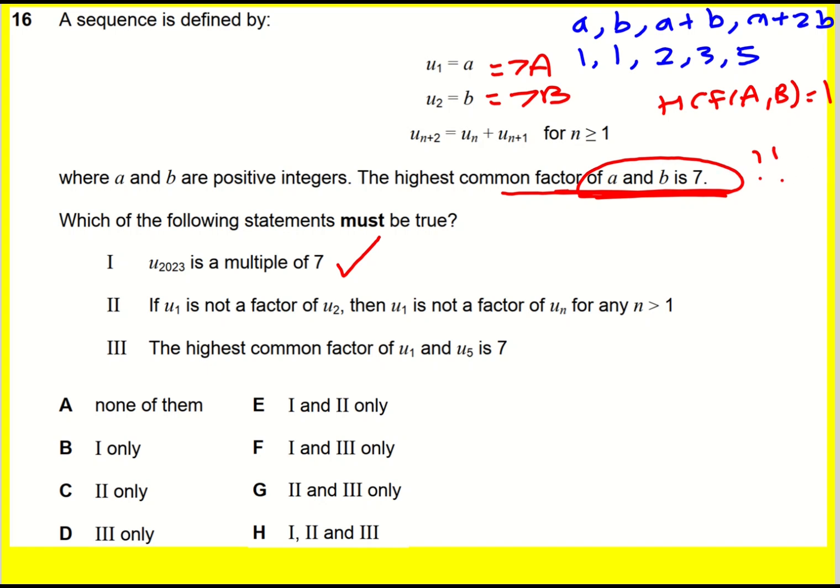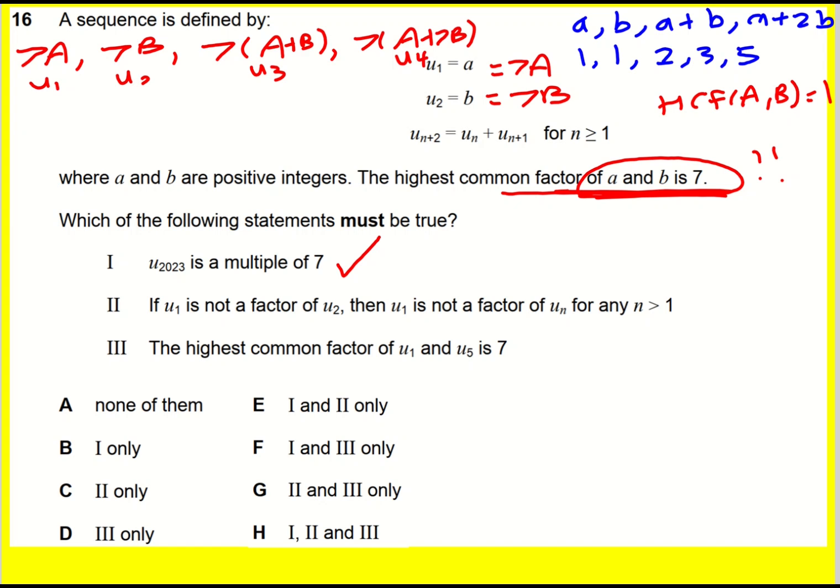It's got to guarantee that, so make sure you don't forget that. But now if I write down my sequence in terms of capital A and capital B, I'm going to get 7A and 7B. That's my U1, U2. And then it's going to be 7A plus 7B, or just 7(A plus B). That's U3. Then 7(A plus 2B), that's U4. And finally, U5, I'm going to add those two together to give me 7(2A plus 3B).